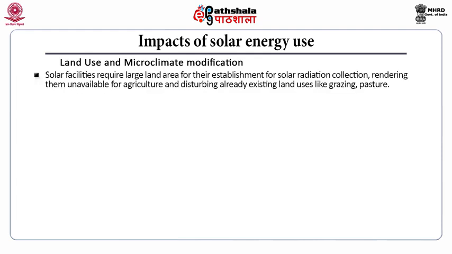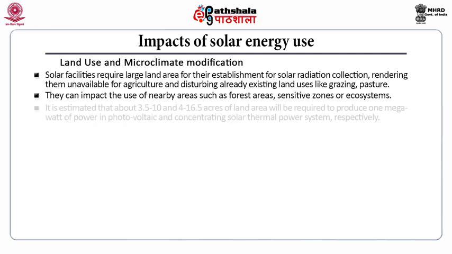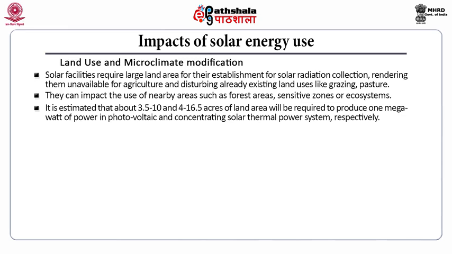The solar facilities require large land area for their establishment for the solar radiation collection, rendering them unavailable for agriculture and disturbing already existing land uses like grazing, pasture. They can impact the use of nearby areas such as forest area, sensitive zones or ecosystems. It is estimated that about 3.5 to 10 and 4 to 16.5 acres of land area will be required to produce 1 megawatt of power in photovoltaic and concentrating solar thermal power respectively.